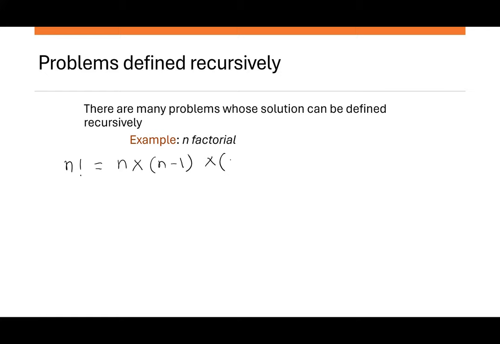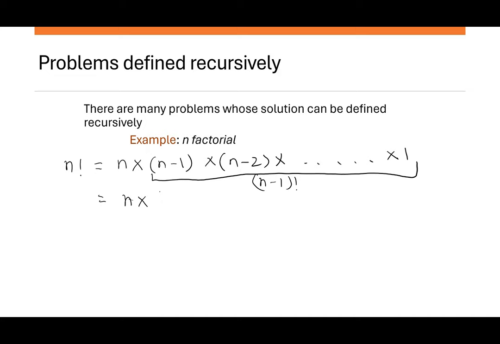Up to 1. Right, this is the n factorial. Now, can we say that n factorial can be written as, what is this part? Can I say that this is n minus 1 factorial? Right? Can I say that n factorial is actually n into n minus 1 factorial?